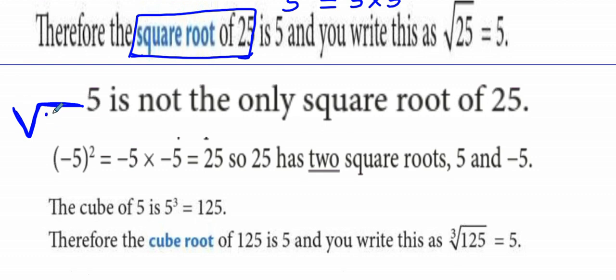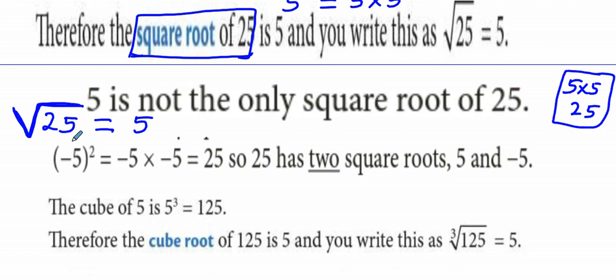Now the square root of 25 means which number multiplied by itself gives you 25. That number is equal to 5. So in other words, we say the square root of 25 is equal to 5. What is the reason? Because 5 times 5 equals 25. So the square root of 25 is equal to 5.